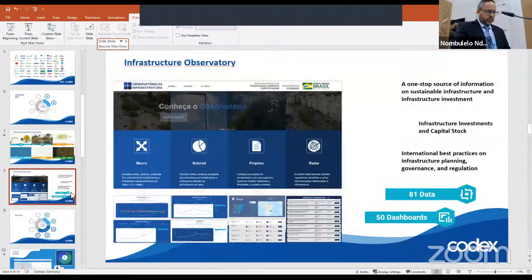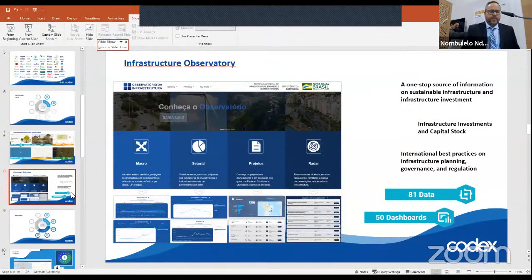The next project I would like to show is the Observatory. The infrastructure Observatory is a data aggregation platform which brings historical data, investment goals, and macro and sector levels of capital stock. It also presents international comparisons, a pipeline of national infrastructure projects, and a management and governance hub for international reference. In Brazil, this is the first initiative to do so, and has the intention to attract more investments to the country's infrastructure. This project was financed by the Inter-American Development Bank.